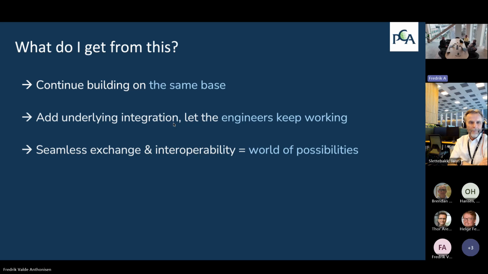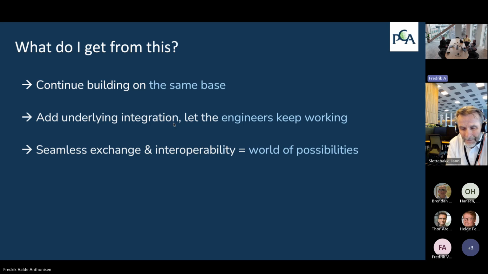And lastly, we have the part about interoperability in general. When you do achieve seamless exchange of data between systems internally and also between organizations, and the data you send is interoperable, so you have the same understanding of it, then you open up for a world of possibilities. There's a lot of new stuff that can be done and tested out, both in large or small scale, whichever is suitable.